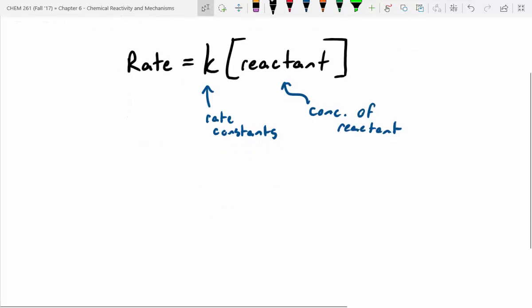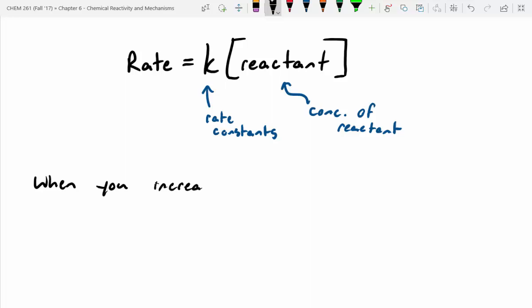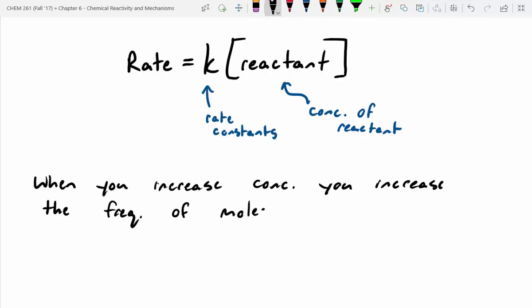So let's talk about that briefly. When you increase concentration, you increase the frequency of molecular collisions. This means that you end up having a faster rate. So concentration is hugely important.